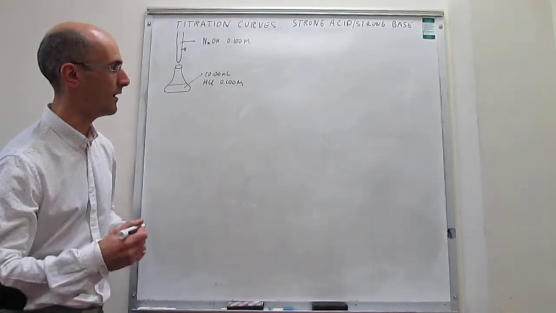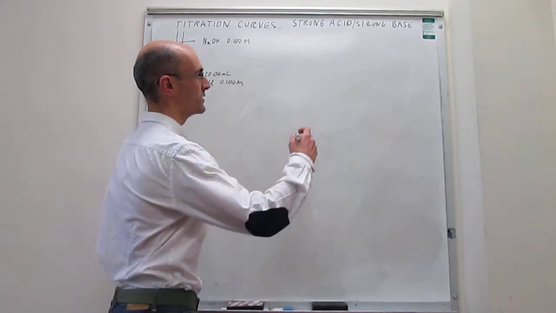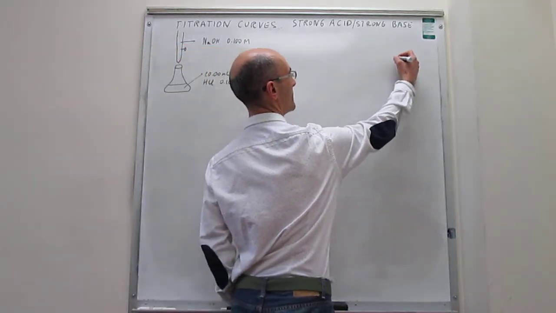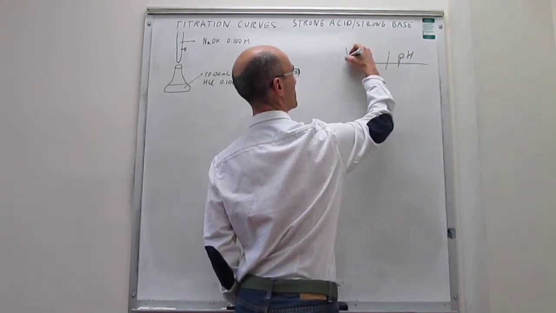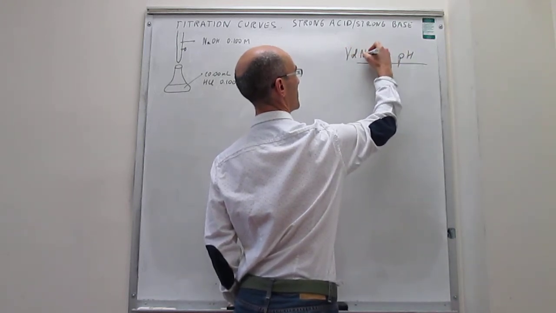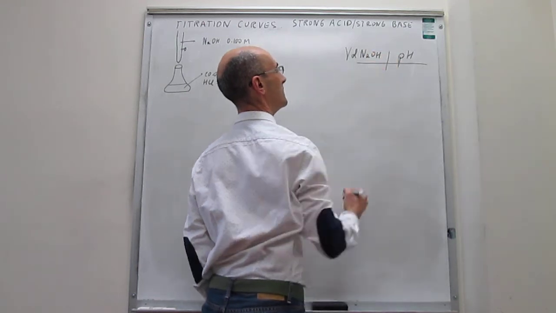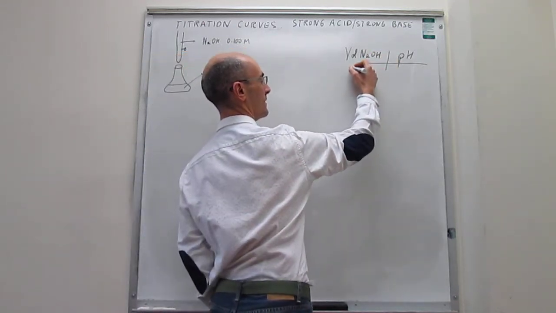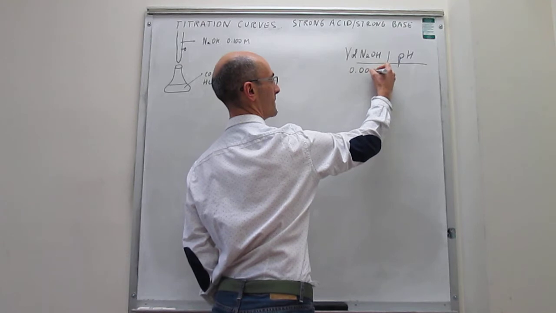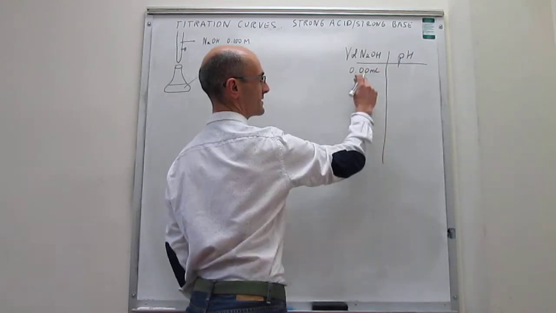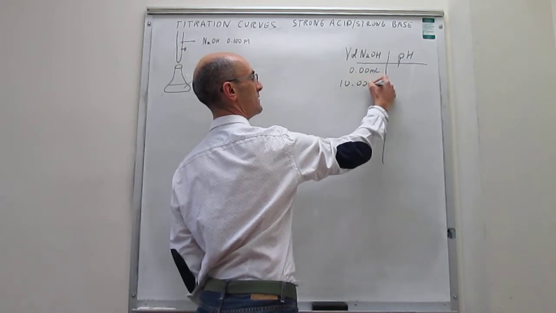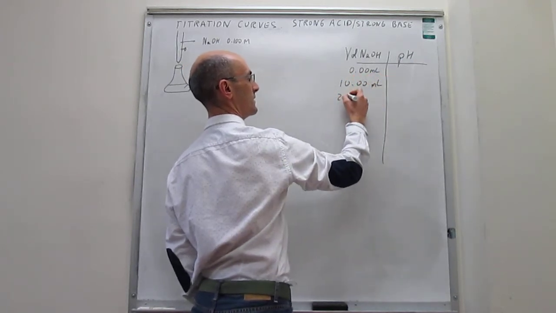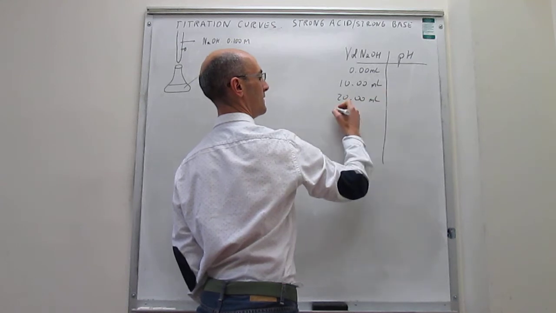So we have to build a table in which we simply calculate the pH, that is our goal, as a function of the volume of sodium hydroxide added. We're going to add no volume, so that will be the start of the titration, where you only have the acid, then we will add 10 mL of sodium hydroxide, then 20, and then 30.